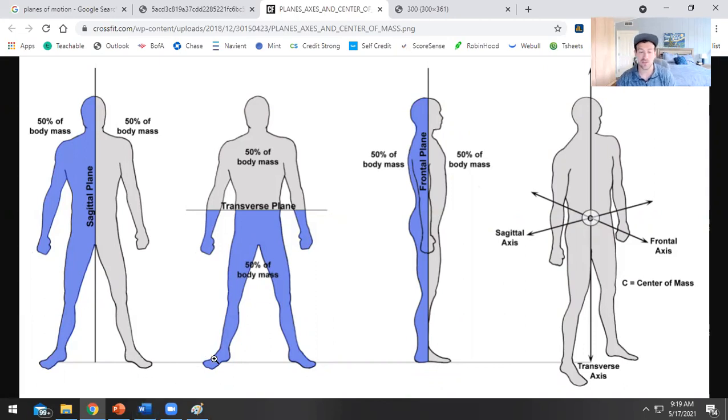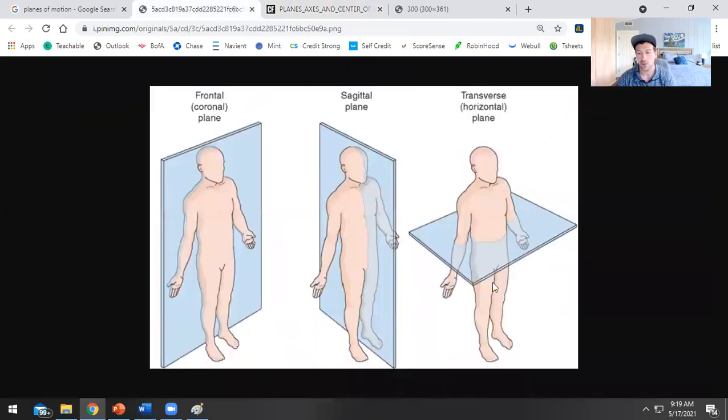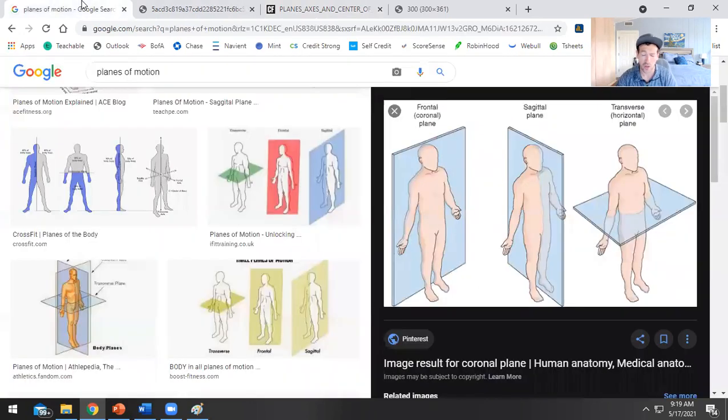And then we've got transverse movements. Transverse movements are where you are going to be divided into an upper portion and a lower portion. So you're going to move along the plane sort of like this, these rotational actions.